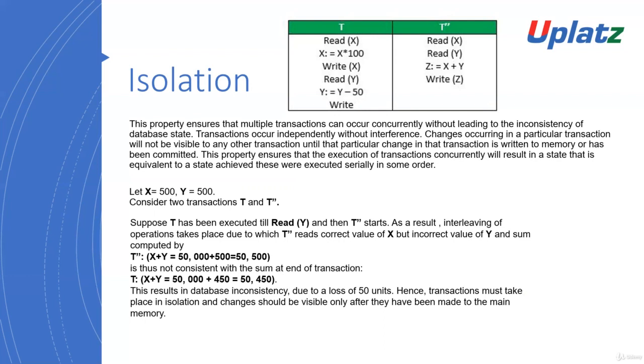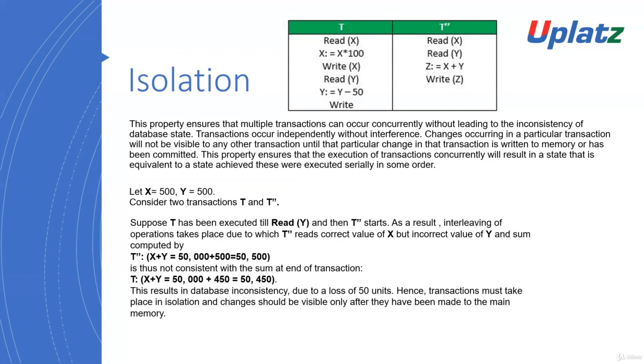This property ensures that the execution of transactions concurrently will result in a state that is equivalent to a state achieved if these were executed serially in some order. We will go to the example, but before that, isolation is the most important property.